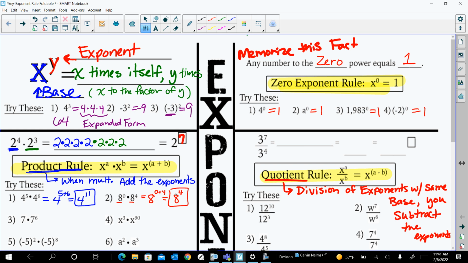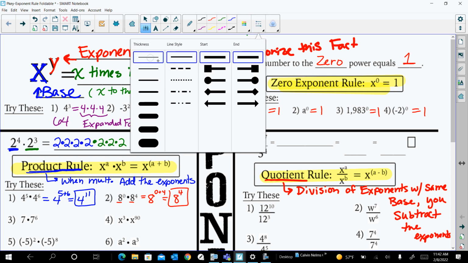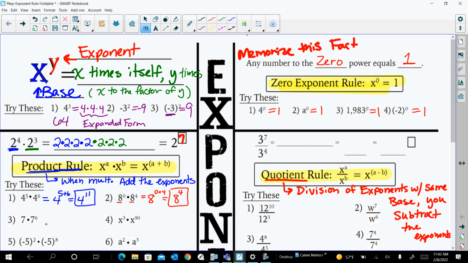Ruby, what's the base on number 3? Yep, 7's the base. All right, what are our exponents? Nadia? What's the exponents? For which one? Number 3. The exponent is 1 and 6. Yeah, 1 and 6. If you don't see an exponent, it's 1. So if I do 1 plus 6, this gets simplified as 7 to the 7th power.